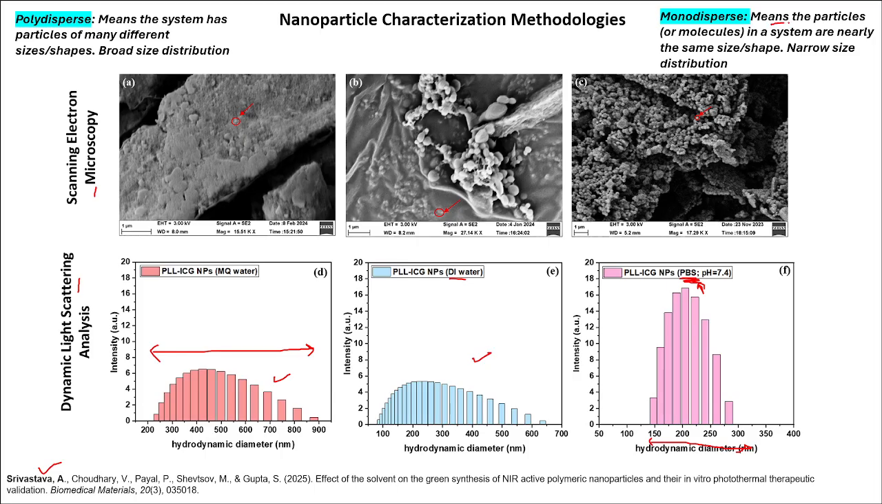What does monodisperse mean? It means the particles or molecules in a system are nearly the same size and shape. As you can see, narrow size distribution. We also saw the narrow size distribution for the hydrodynamic diameter as well as the electron microscopy diameter. What does polydisperse mean? This one is polydisperse. It means the system has particles of many different sizes and shapes and a broad size distribution. As we can see, it's all clumped, and here also small, big, medium. So there is a broad size range as well. That's what I was explaining.